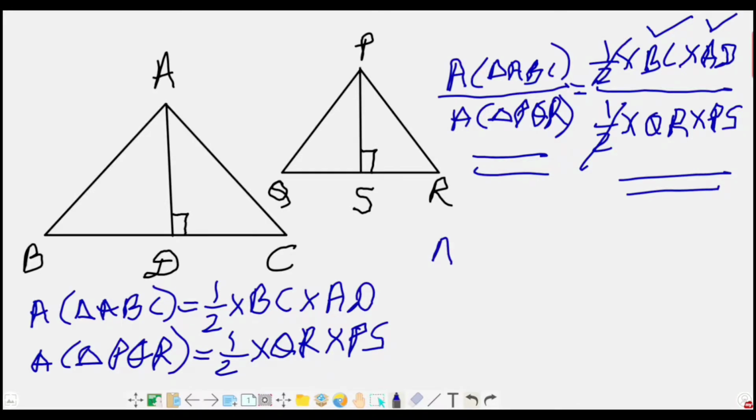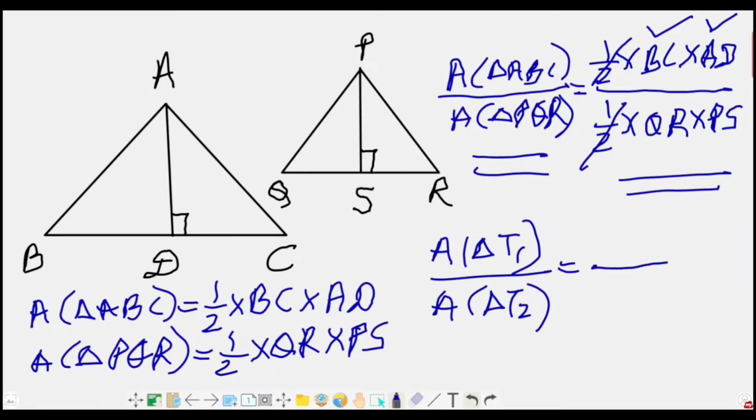So generally how can you write it? If my first triangle is T1 and the second triangle is T2, then what will be the general formula? It will be the ratio of the product of base into height, where B1 and H1 are the base and height of the first triangle, while B2 and H2 are the base and height of the second triangle respectively.